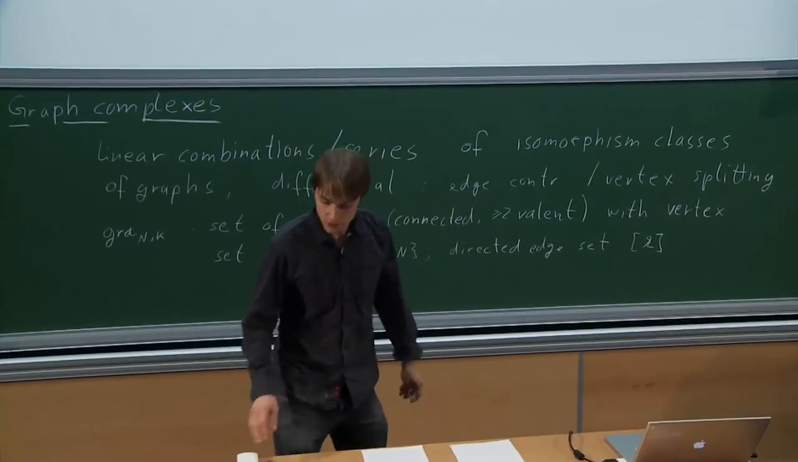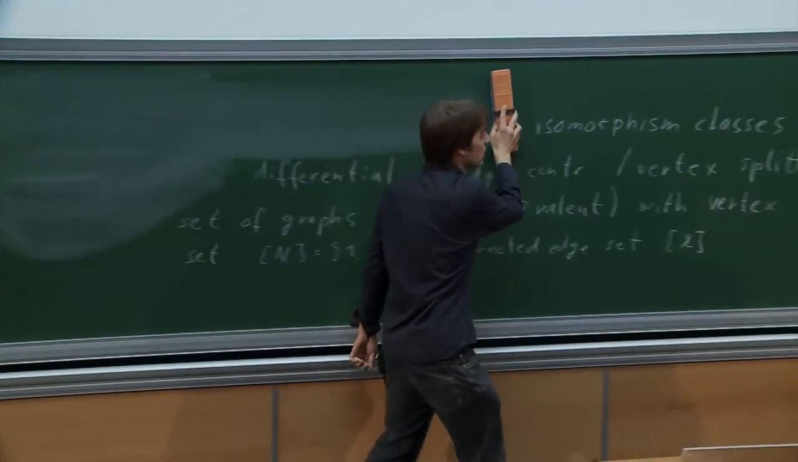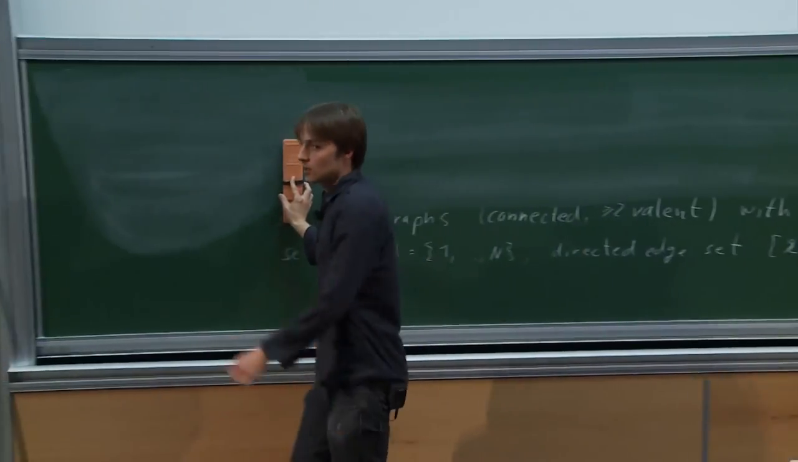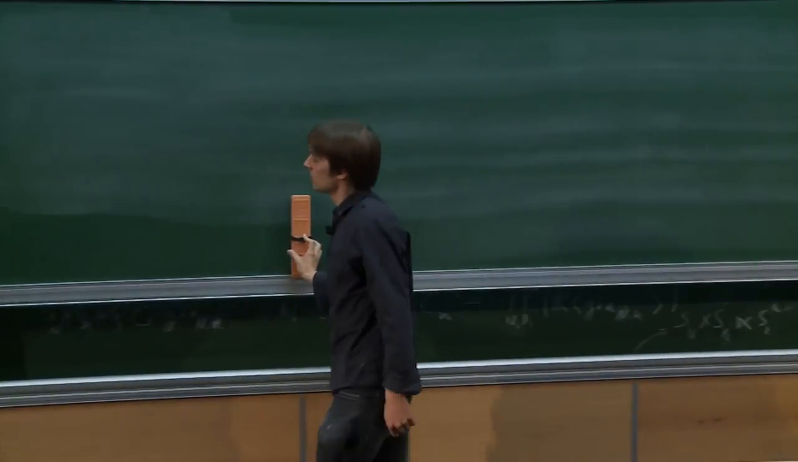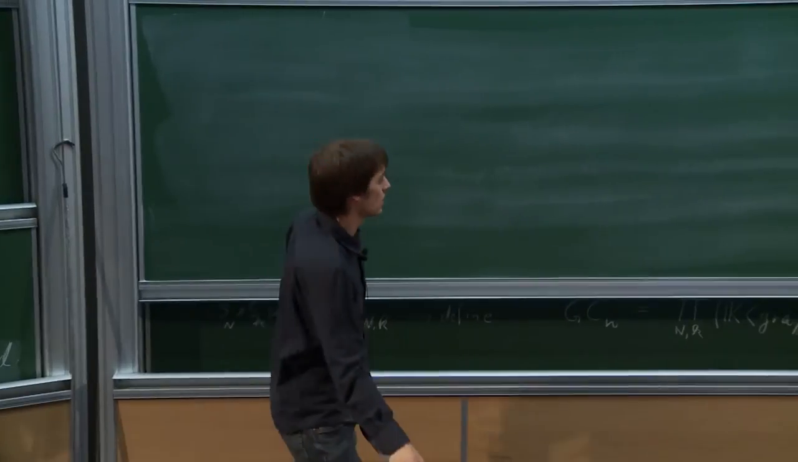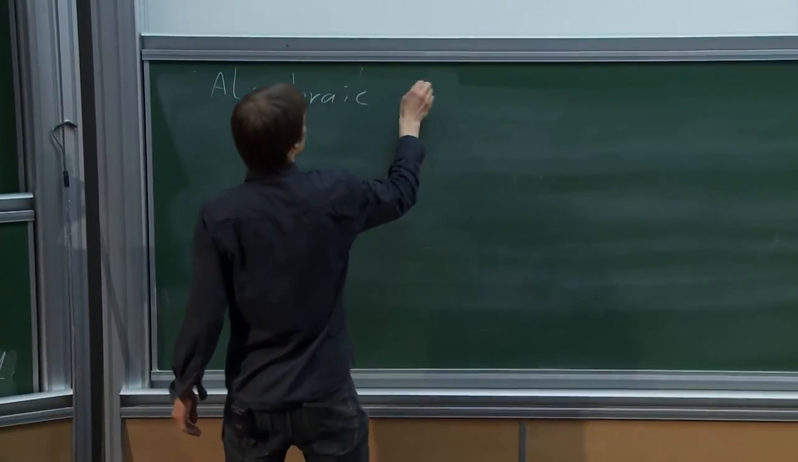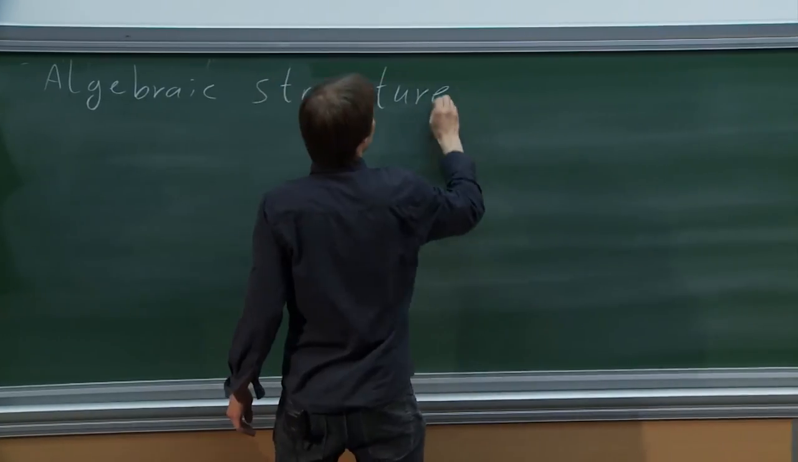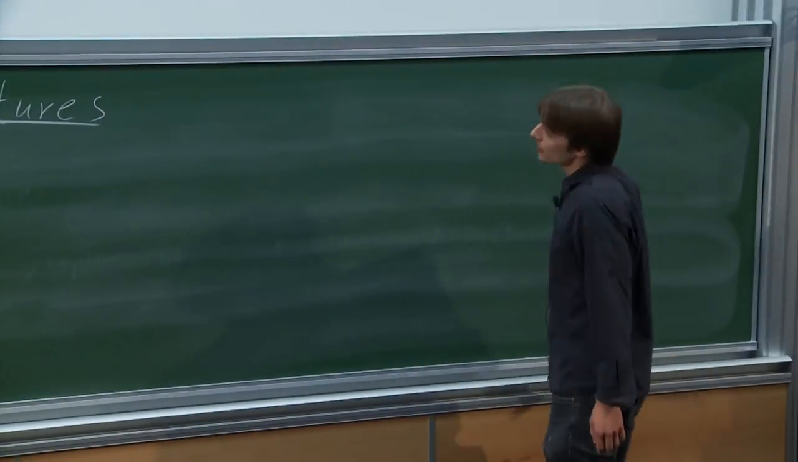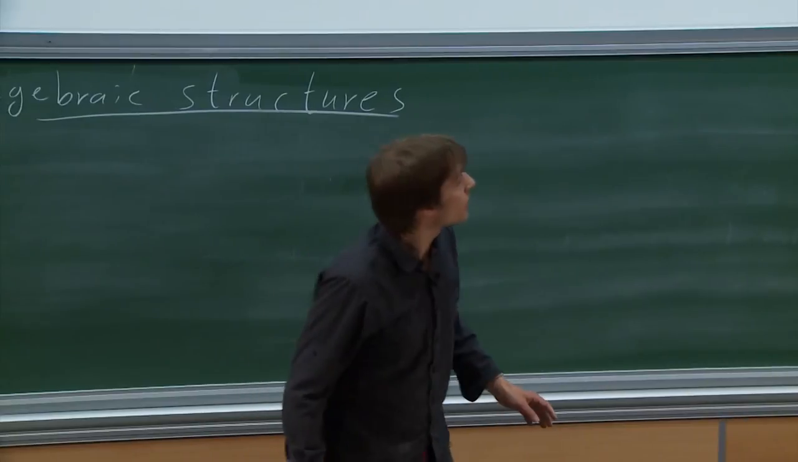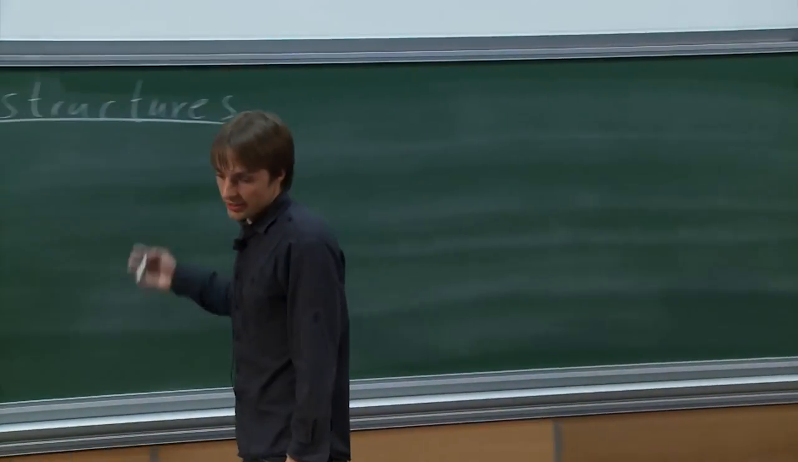If you want to get some further information, you can get it by the following route. So on these graph complexes, you have some extra algebraic structures. The most trivial you see, not the most trivial, but one you see by this realization is derivation. So there's a Lie algebra structure.